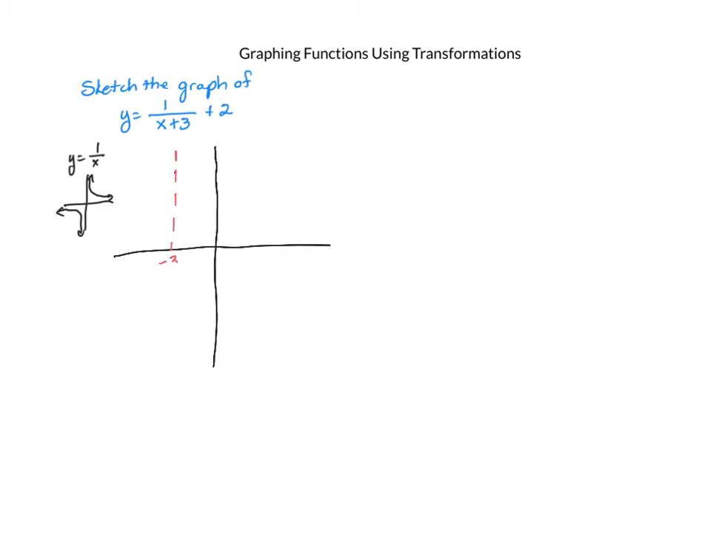At negative 3. And notice that corresponds to the number that would make this undefined, the number that is not in our domain. And we're going to shift up 2. So let's put our horizontal asymptote in at 2.